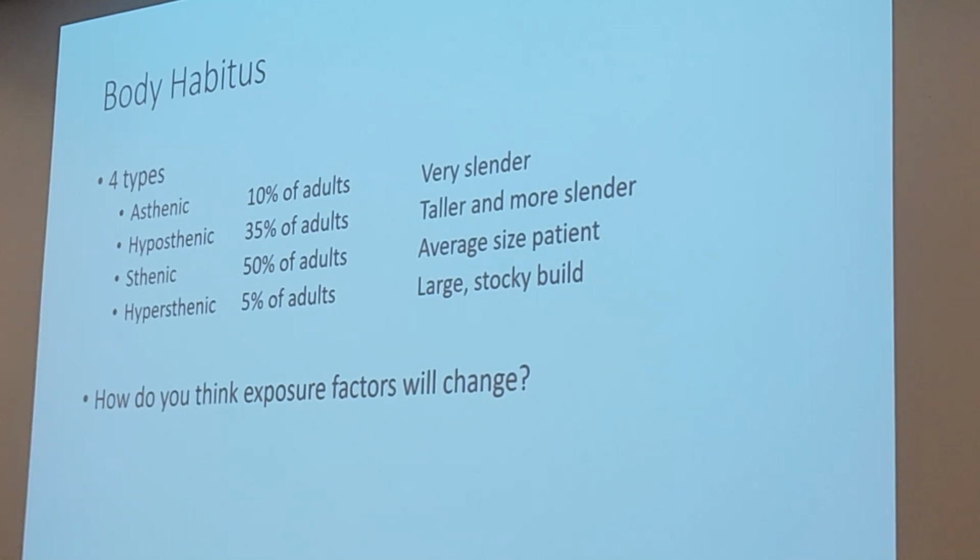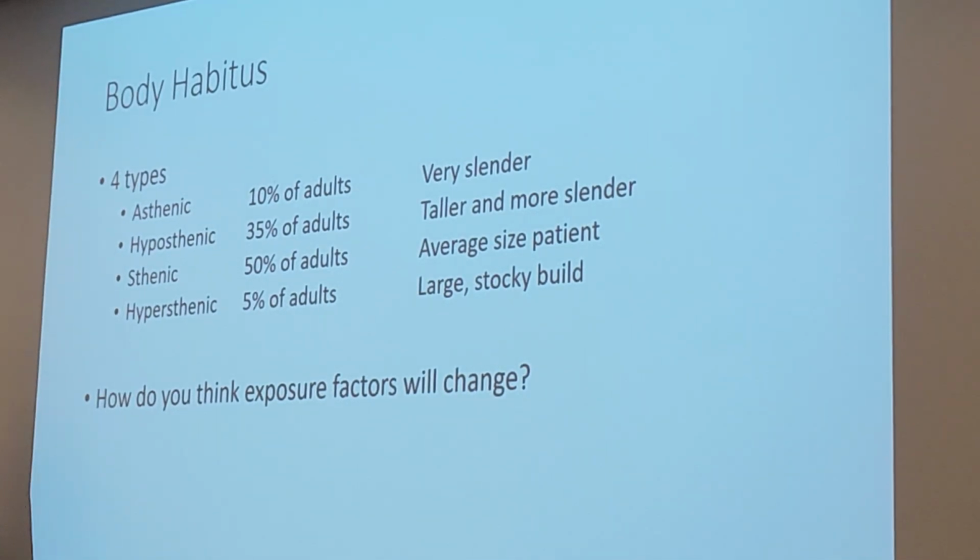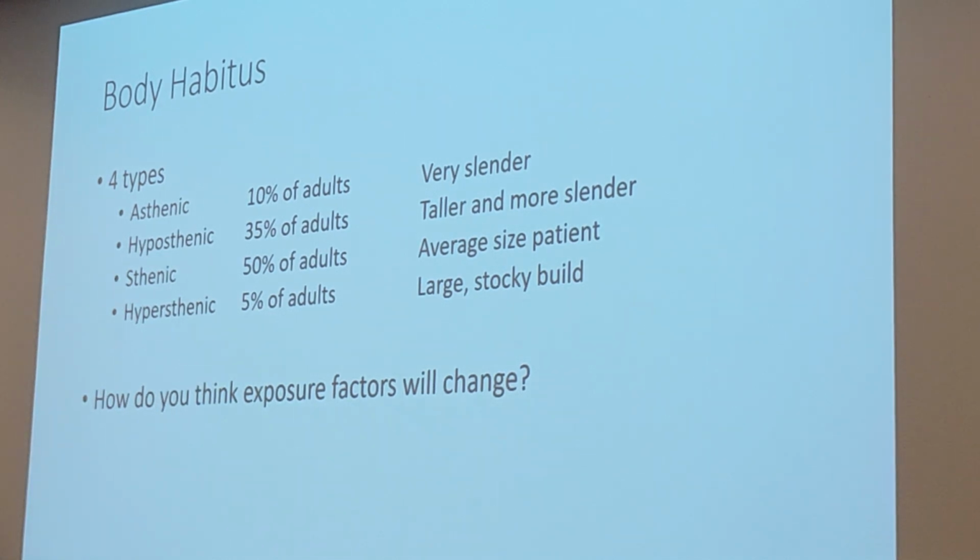So you would make exposure changes like if your patient was hypersthenic when you thought they were asthenic or sthenic rather. You would make the exposure change then, when their bones are that much bigger, or how are you able to tell that?